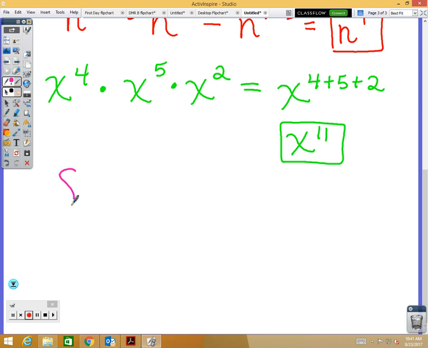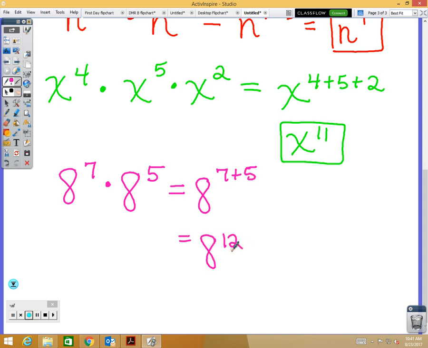All right, so what I was talking about with making things look more confusing, when your base is a number, like you have 8 to the 7th power times 8 to the 5th power. Some people see the 8 times 8 and they want to say 64 to the 12th power. But remember, you keep your base. So whether your base is a variable or whether your base is a number, you don't multiply your base. You keep your base and you add your exponents. So 8 to the 12th power would be your answer. Okay, so again, that's something that a lot of people make a mistake on, is they want to multiply their bases. Don't ever multiply your bases. Okay?